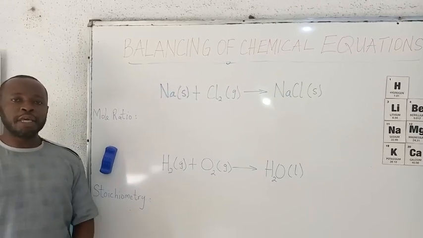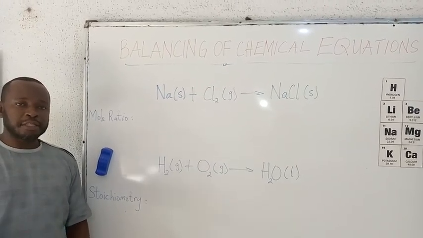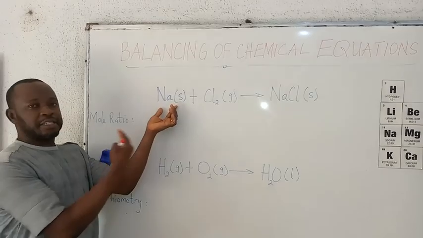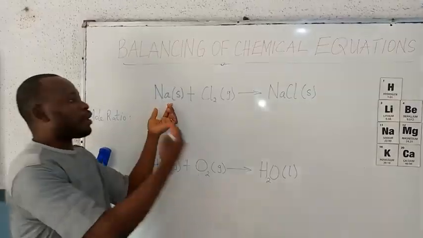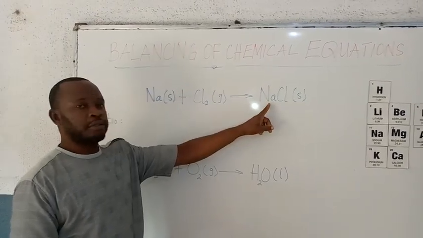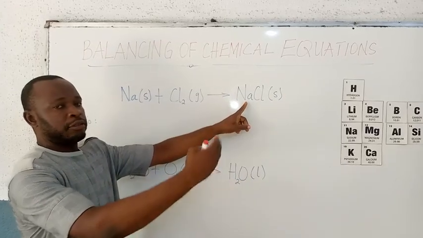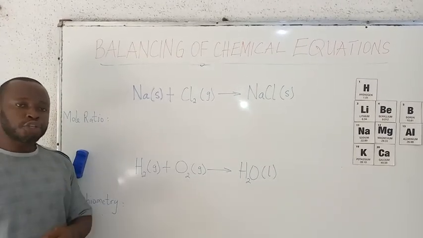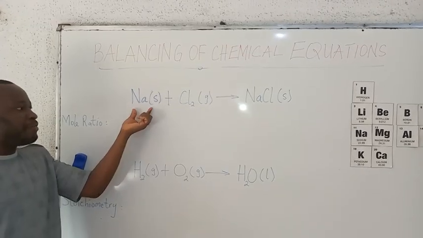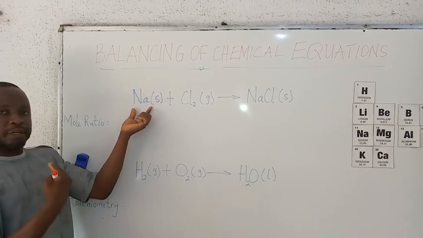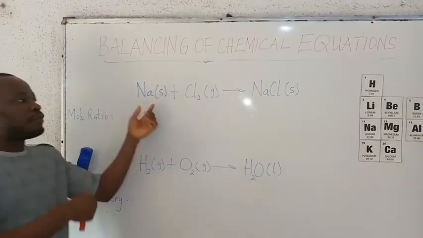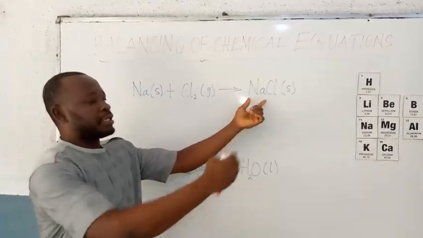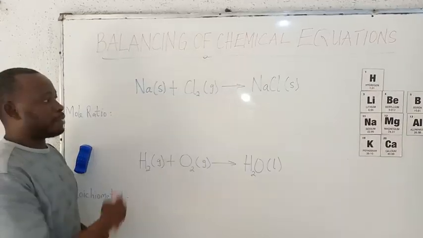Balancing a chemical equation is a practice of making sure that the number of atoms of a particular element on the reactant side is equal to the number of atoms of that same element on the product side, the right hand side. Again, to balance the chemical equation means to make sure that the number of atoms of a particular element on the reactant side, that is the left hand side of the chemical equation, is equal to the number of atoms of the same element on the product side, that is the right hand side. Let's take this equation on the board, for example.